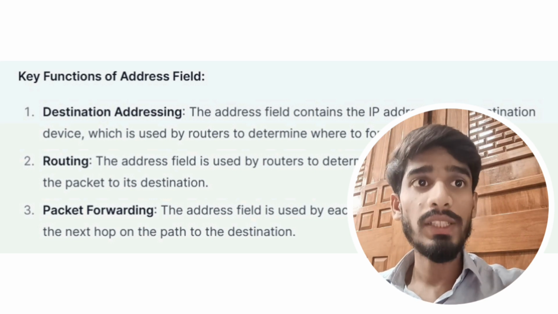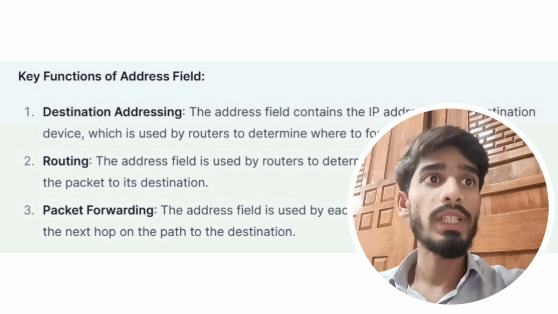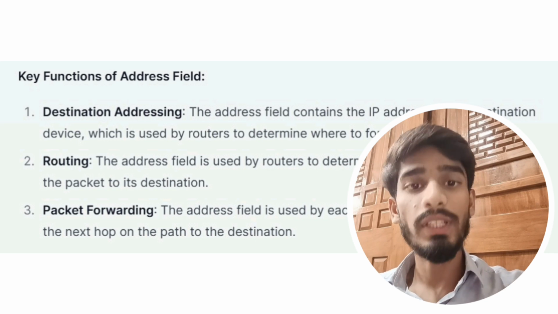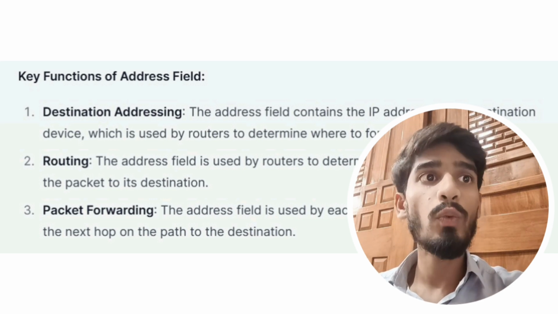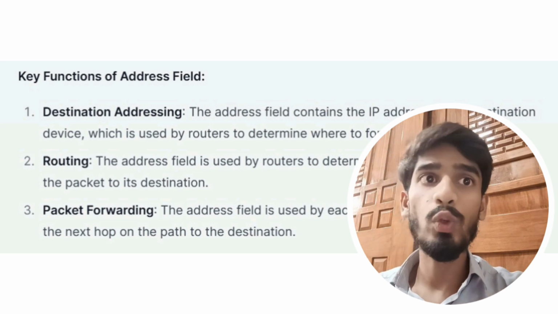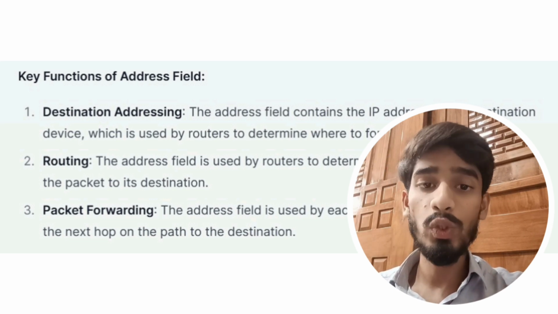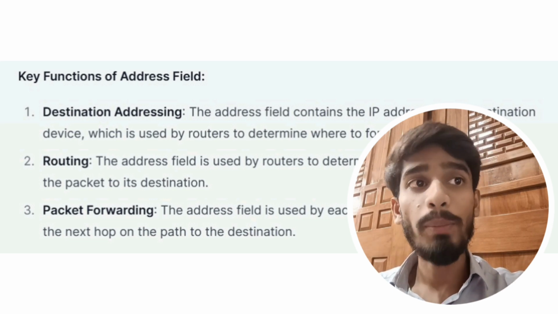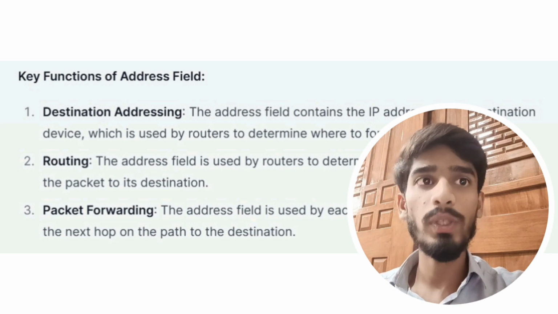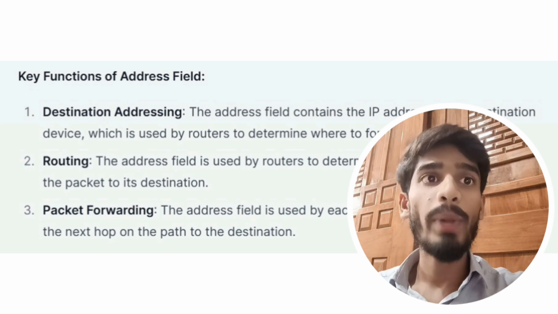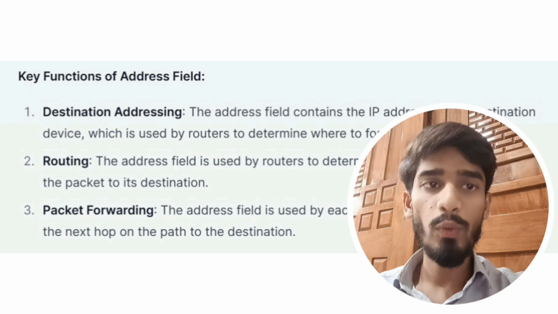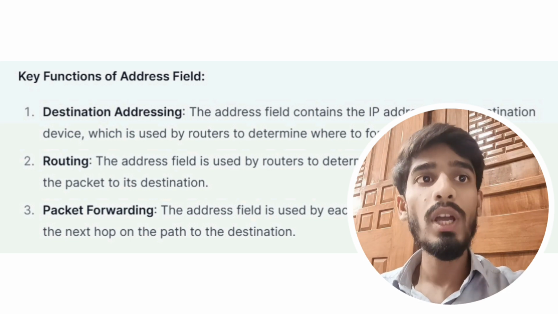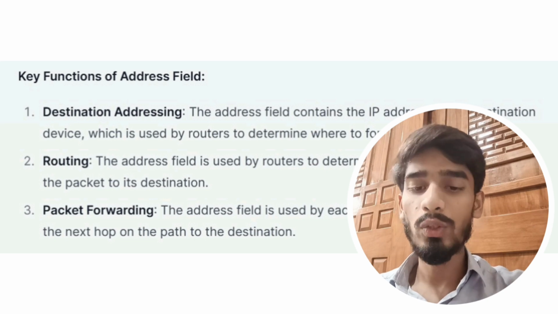First thing, destination addressing. The address field contains the IP address of the destination device, which is used by routers to determine where to forward the packet. Second is routing. The address field is used by routers to determine the best path to forward the packet to its destination. Third is packet forwarding. The address field is used by each router to forward the packet to the next hop on the path to the destination.